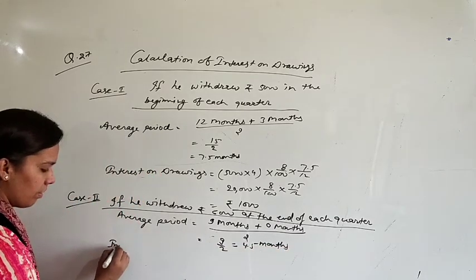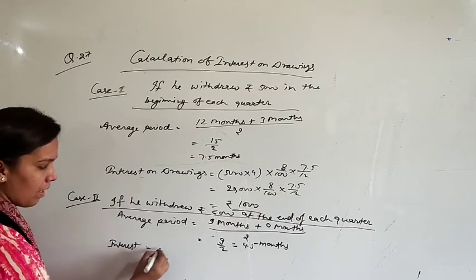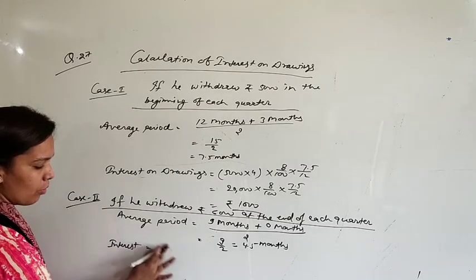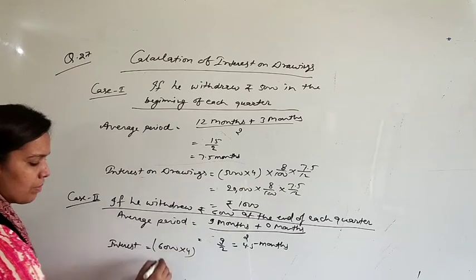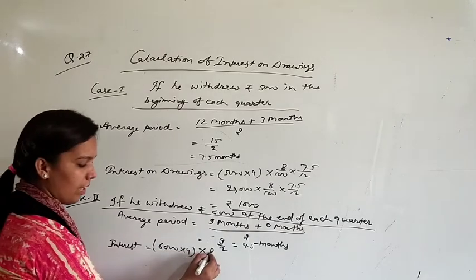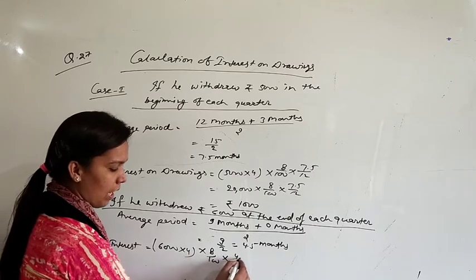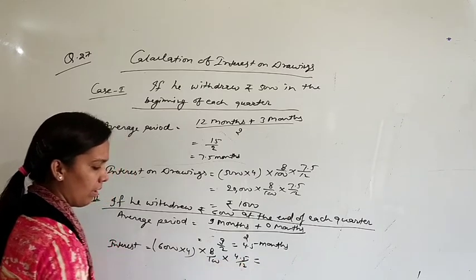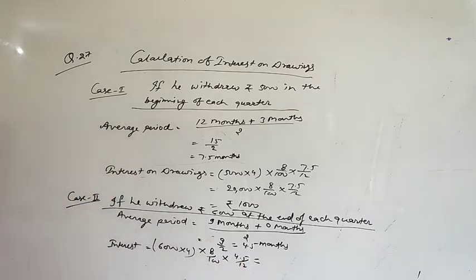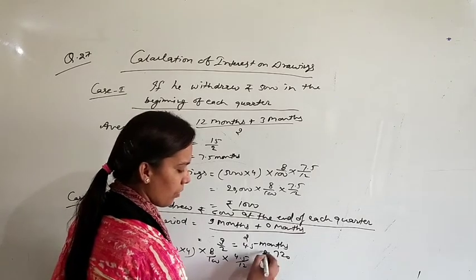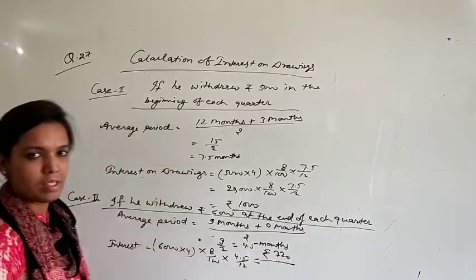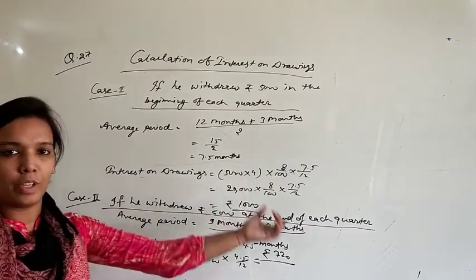Now interest. Amount is 6,000 rupees per quarter. It means 6,000 multiplied by 4. Rate is same, that is 8%, and time is 4.5 divided by 12. Calculate this interest. It will be 720 rupees. 720 rupees in the case of ending of each quarter.